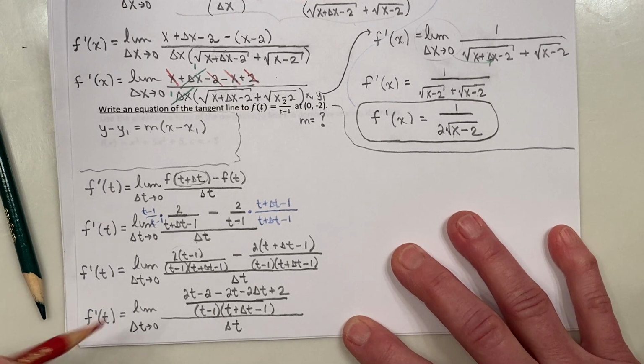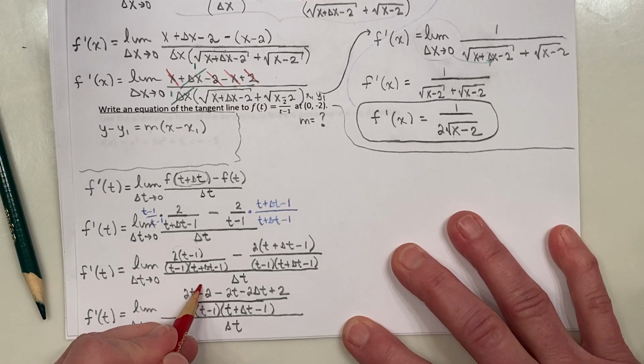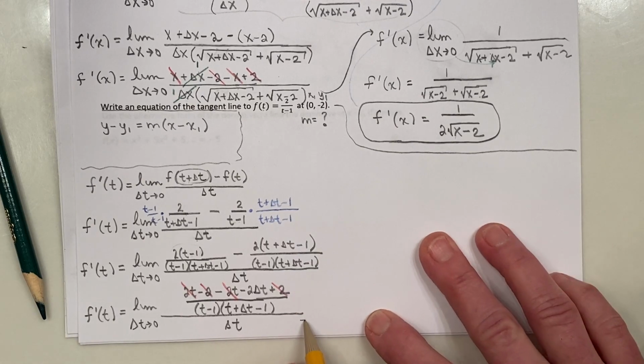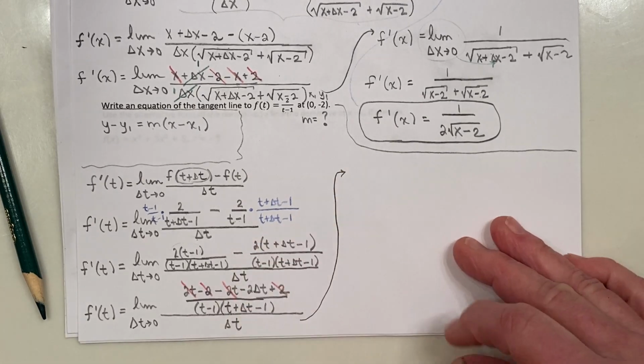Let me do a little cleanup. It looks like the minus 2 and the plus 2 are going to cancel, and it looks like the 2t and the minus 2t are going to cancel. Let me come up here.